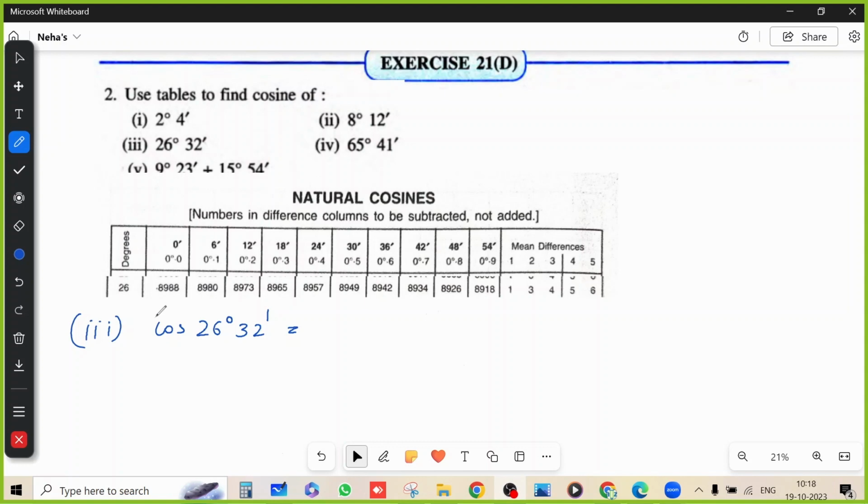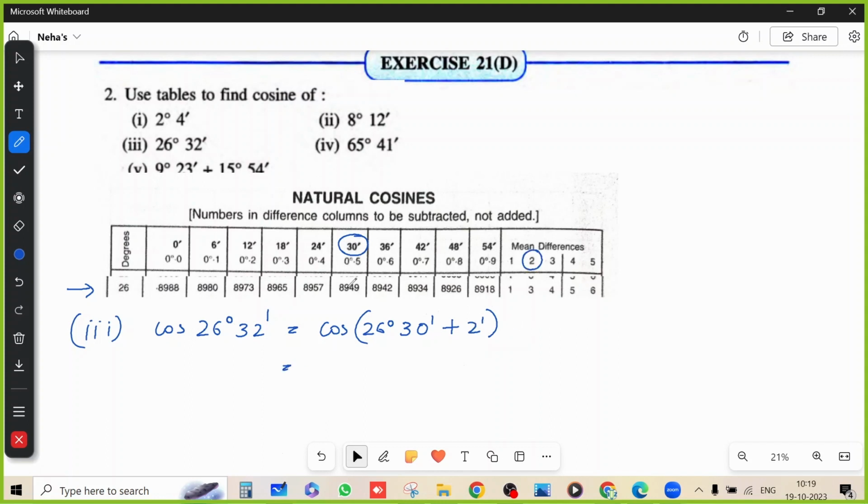The next question is cos 26 degree 32 minutes. So we will refer to the row 26 degree. Here you can see the value of 32 minute is not given. The closest that we can look for is 30 minutes. So we will write it as cos 26 degree 30 minute. Now the difference between 32 minute and 30 minute is 2 minute. So we will use the value of 2 minute here.